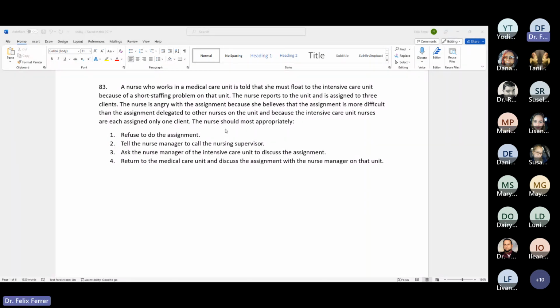The nurse is upset with the assignment because the nurse believes that the assignment is more difficult than the assignment delegated to the nurse on the unit. And because the intensive care unit nurses are each assigned only one client, the nurse should most appropriately: refuse to do the assignment, tell the nurse manager to call the nursing supervisor, ask the nurse manager of the intensive care unit to discuss the assignment, or return to the medical care unit and discuss the assignment with the nurse manager on that unit.